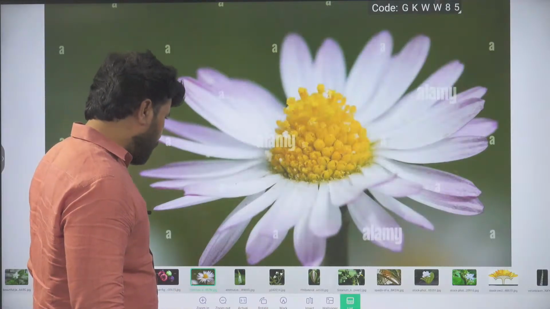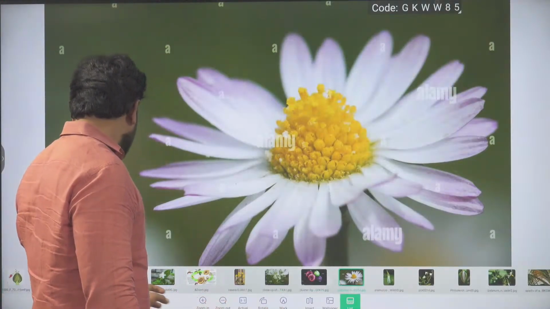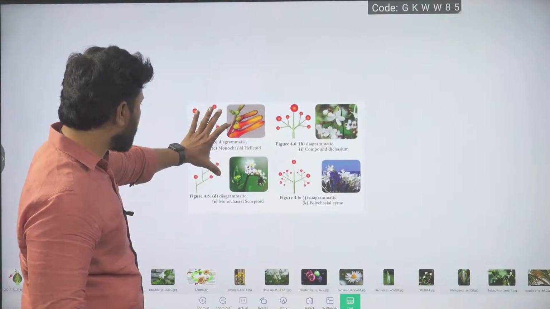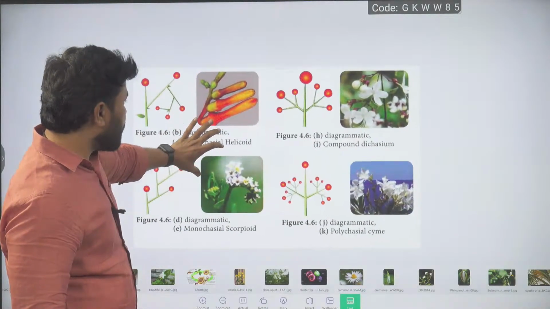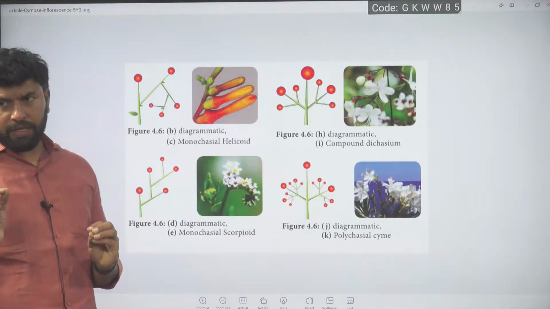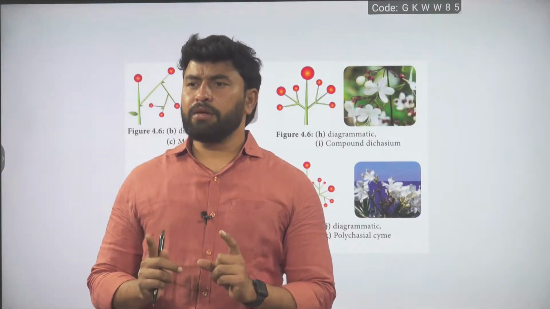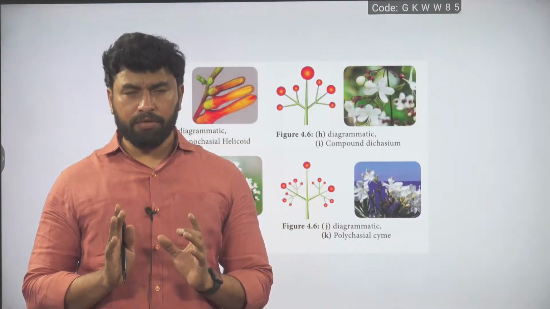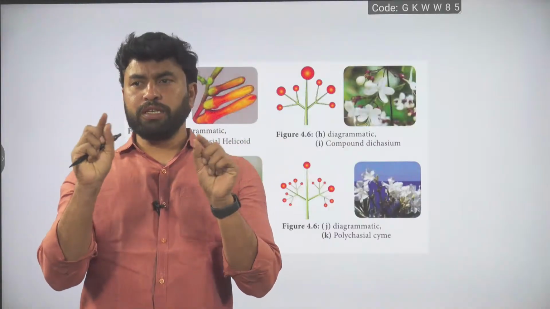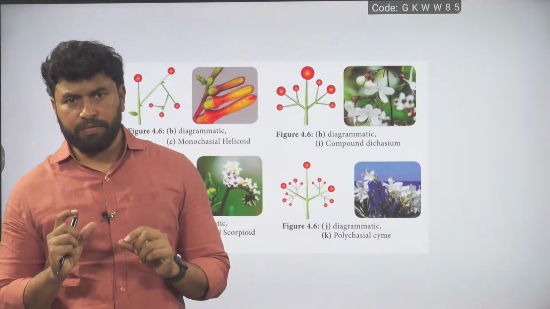Next, let us take some examples of cymose inflorescences. There are varieties. A few I am going to mention. Already one thing I have mentioned, that is jasmine. In our NCERT book, they have given a jasmine diagram, and also a kind of arrangement, that is tri-flower arrangement on the basis of cymose inflorescence.